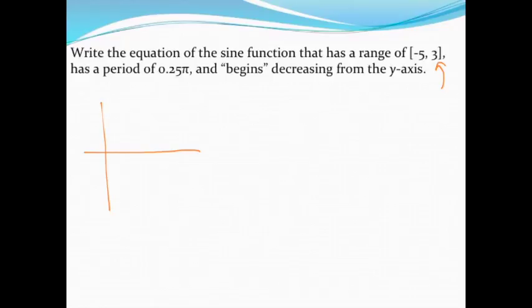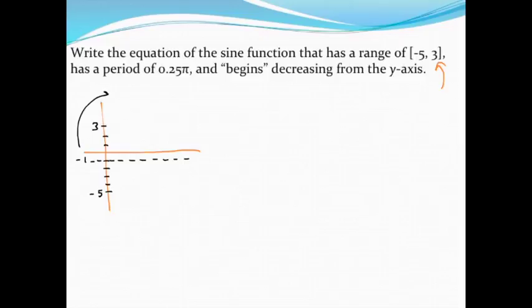The graph has a low point of -5, so let me count down 1, 2, 3, 4, 5, and then the graph goes up 3, so 1, 2, 3. So there's the high and the low of the graph. I can use that to find the midline because it's just the middle of those. I can eyeball it or I can count it, but I see that the middle of this is going to be at -1. It's going to be halfway between the low and high values.